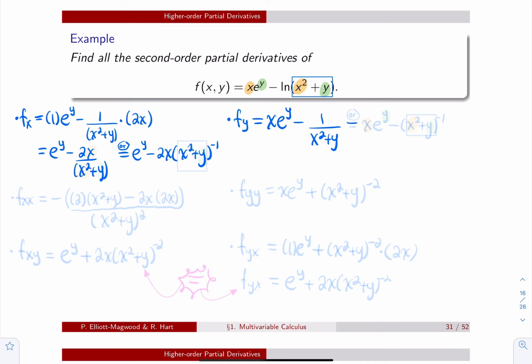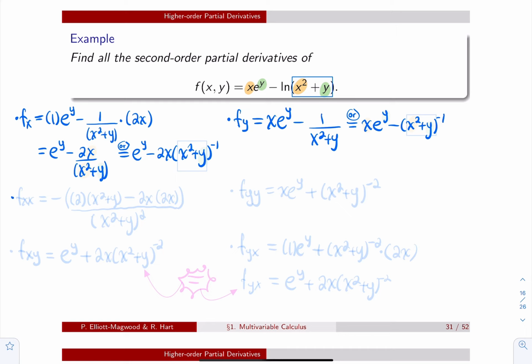But again, here I'm not going to simplify this, but rewrite it this way, because I want to avoid the quotient rule as much as possible. So I'm bringing that term up. You don't have to worry too much about this, but it's going to simplify some of the computations in a moment. So now those are my two first order partial derivatives, f of x and f of y.